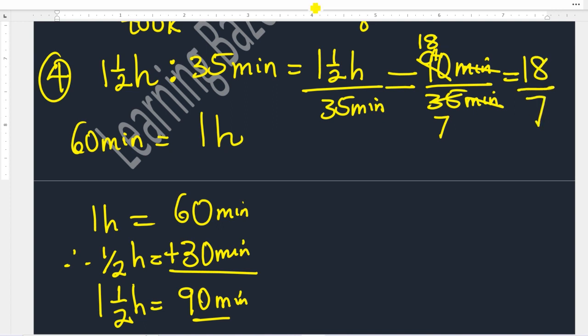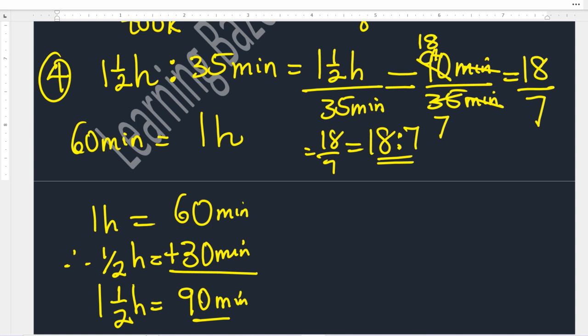Nothing can divide. Now you have to rewrite the fraction that we've gotten as our answer as a ratio. So 18 over 7 is equal to ratio 18 is to 7. So I hope you understand.